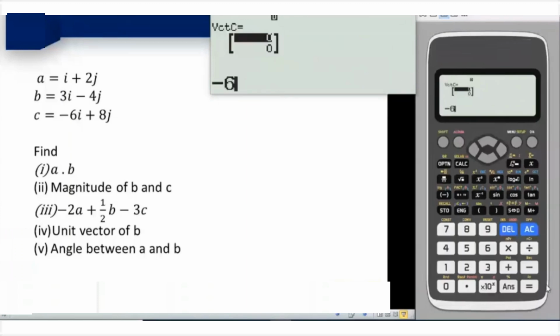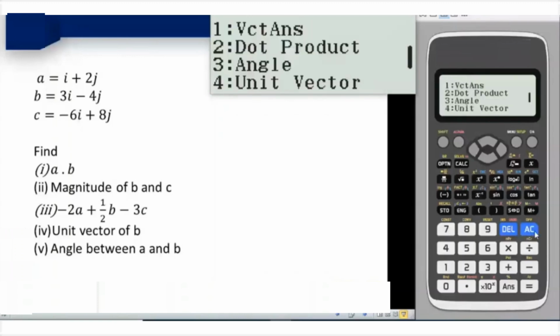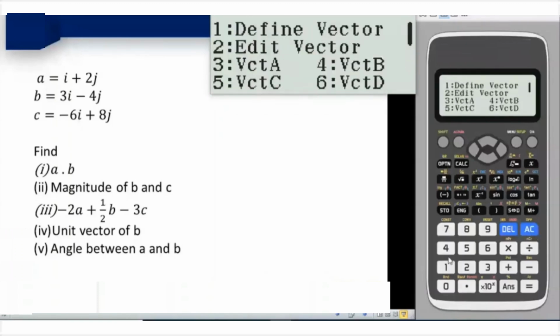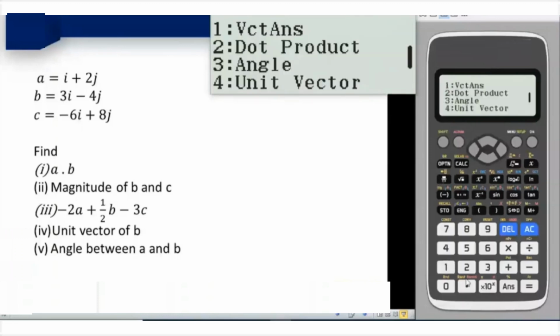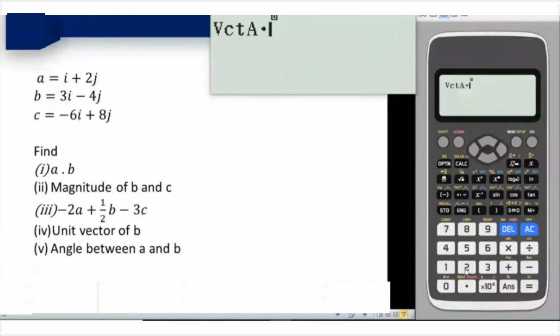So we have defined the vectors. Now the first task is to find the dot product of A and B. So I will press option, I will scroll down. I will press option, I will write 3, which is vector A. I will press option, I will scroll down, I will press 2, that is the dot product of vector A with vector B. So option 4. And the result is minus 5. So vector A dot vector B is minus 5.